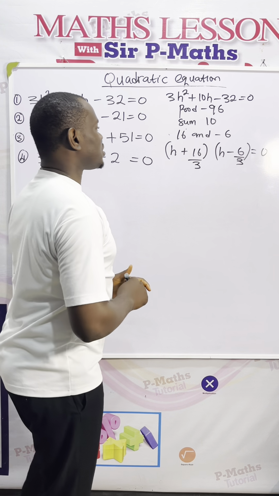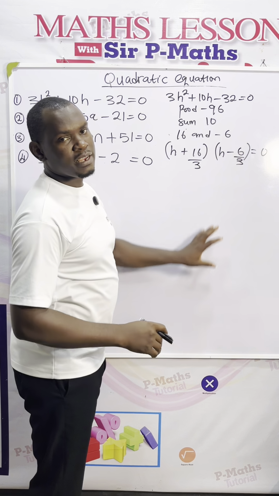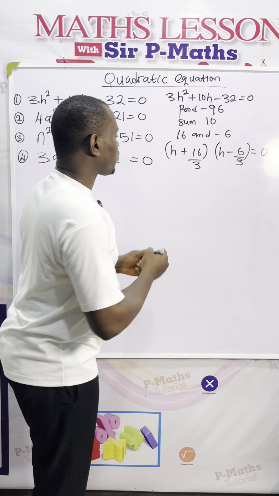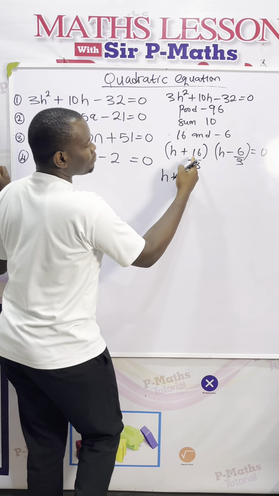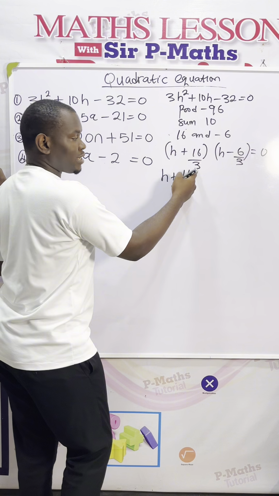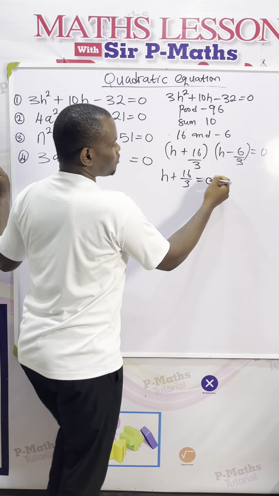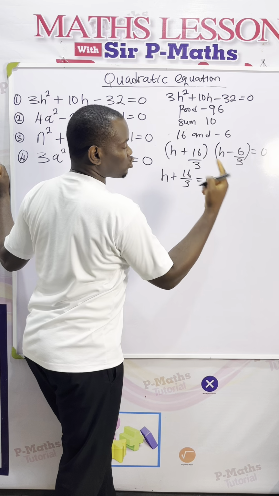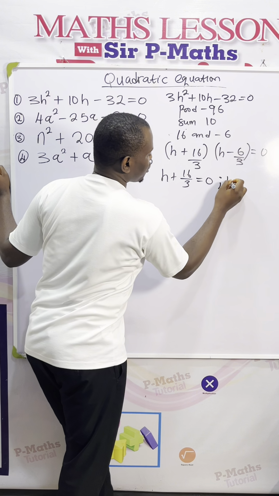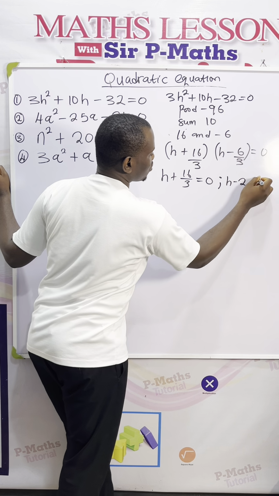So next we simplify and equate to 0. We will have h plus 16 over 3 because 16 cannot be divided by 3. Equate it to 0. Over here, 3 can divide 6. 3 divided 6 will give us 2. So we have h minus 2 equated to 0 as well.